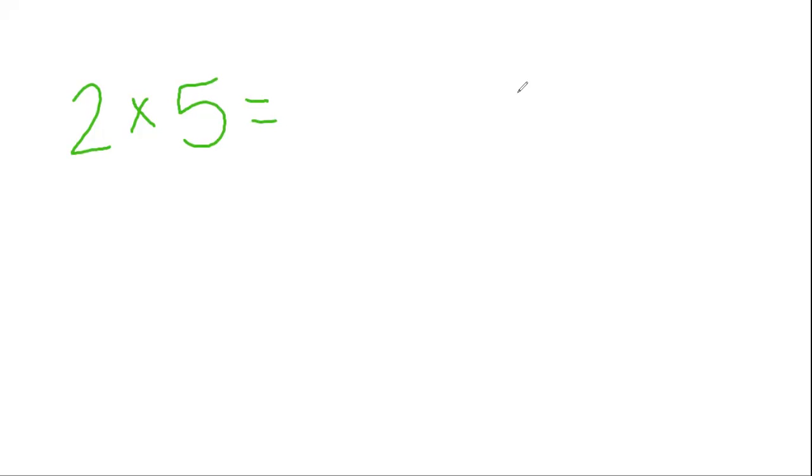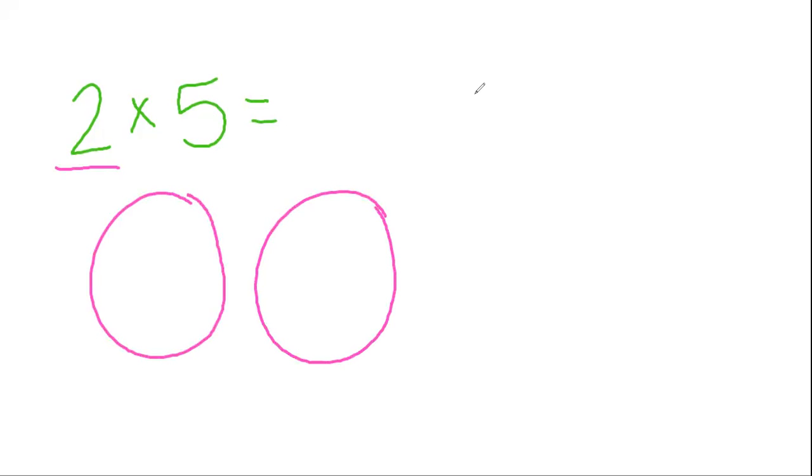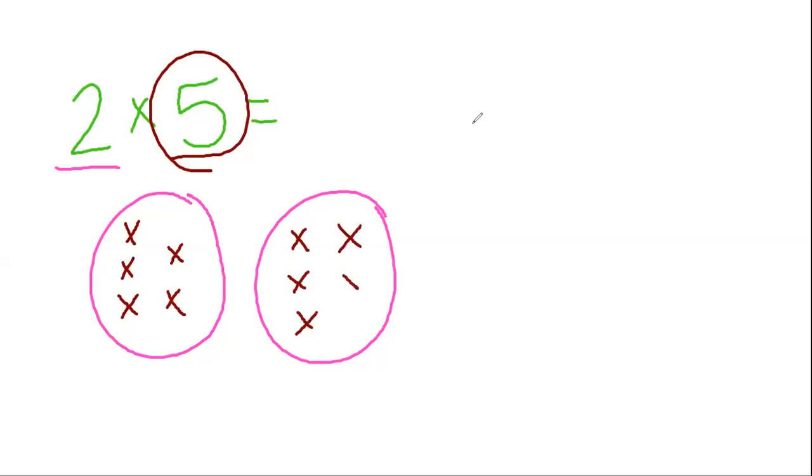Now that you're done, let's check our work. In 2 times 5, I have 2 groups. 1, 2 groups. My second factor of 5 tells me how many counters I'm putting in each group. I'm putting 5 counters in each group. 1, 2, 3, 4, and 5. My next group also gets 5. Now I can count and see how many I have all together. It is 10. So 2 times 5 equals 10.